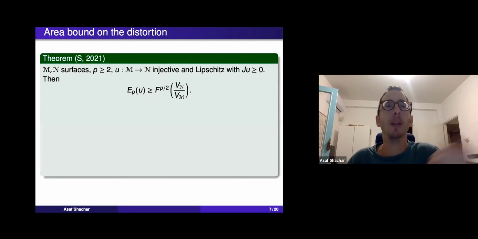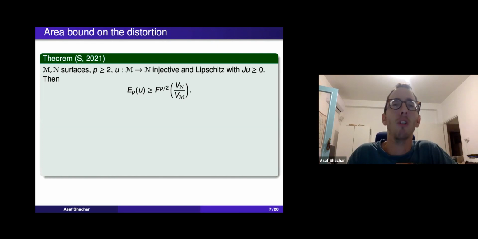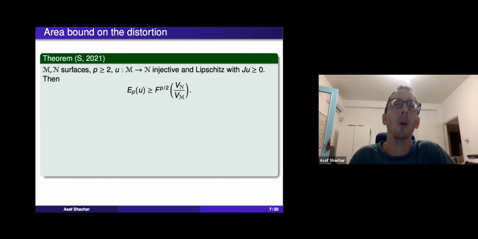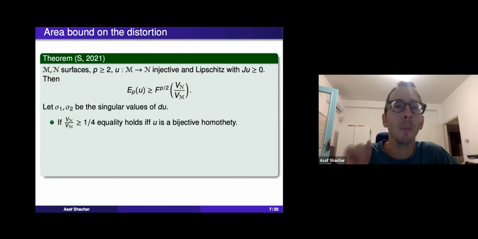Okay, so let's get back to the statement. So again, we have 2 surfaces and we have a map, a configuration, a mapping, a Lipschitz map, which is injective and has non-negative Jacobian. Then the elastic energy is greater or equal than this function evaluated at the ratio of areas. And now we want to understand, okay, this is some lower bound, but when is it attained? I mean, is it trivial, non-trivial, what can happen?